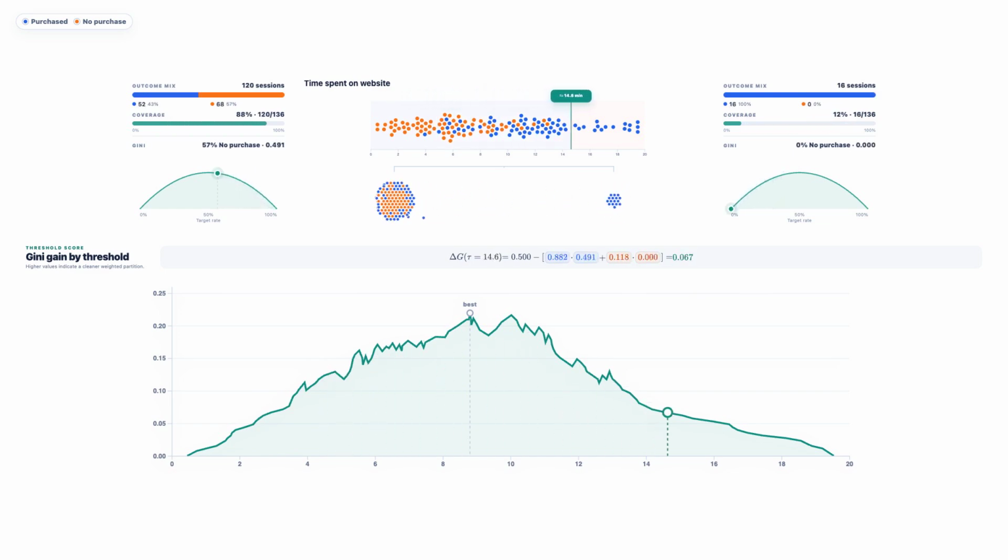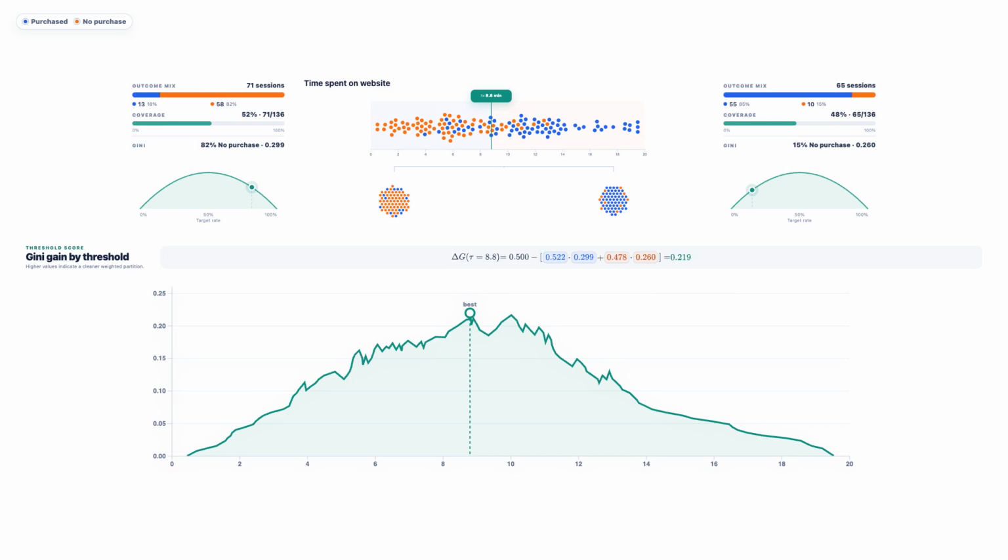The sweep ends near 8.8 minutes, slightly different from the earlier 8.5-minute example. The lesson is not that 8.8 is a universal rule for websites. It is the best threshold for this sample, this feature, this target, and this impurity criterion. A decision stump chooses the threshold with the highest gain because that split removes the most weighted impurity from the parent node. Let's recap the workflow.